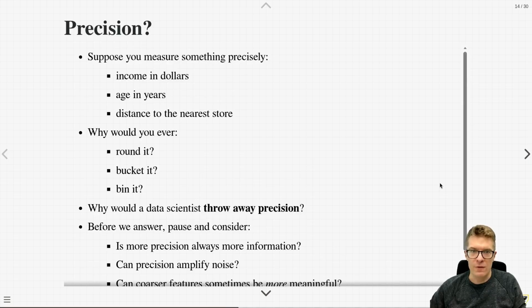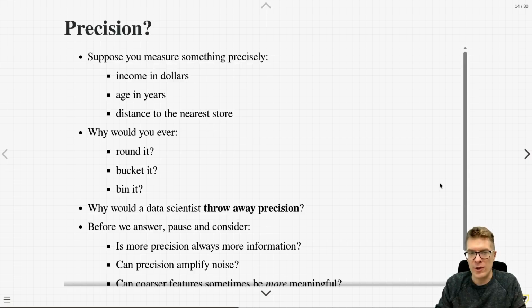Imagine that we've been measuring things precisely. We've been measuring income in dollars and Canadian dollars, things in years, and distance to the nearest store in kilometers. But so far we've been talking about scaling things down by min-max, or doing a z-score, and throwing away the units of measurement that I've been using and having some new unit of measurement in which everything is scaled between 0 and 1. So the actual number of kilometers or the actual number of years has sort of evaporated in some sense.